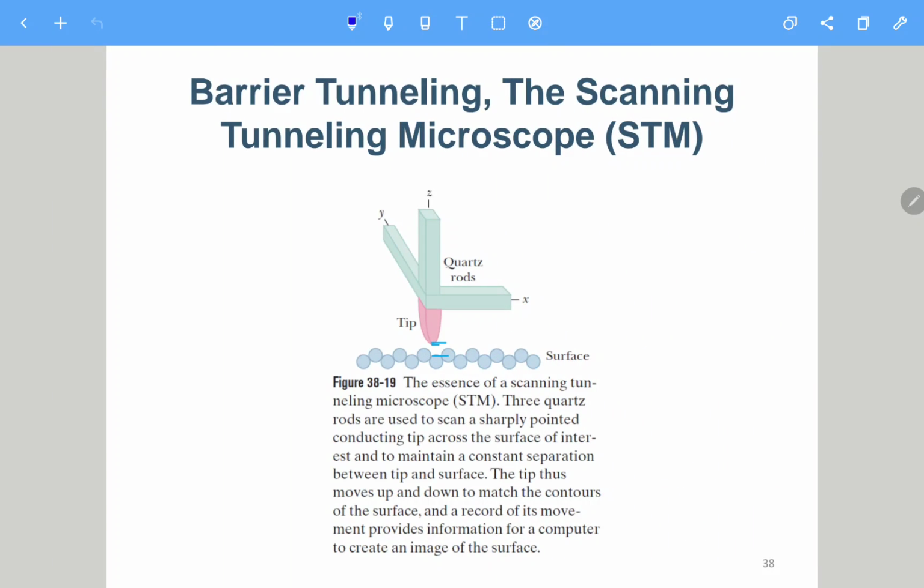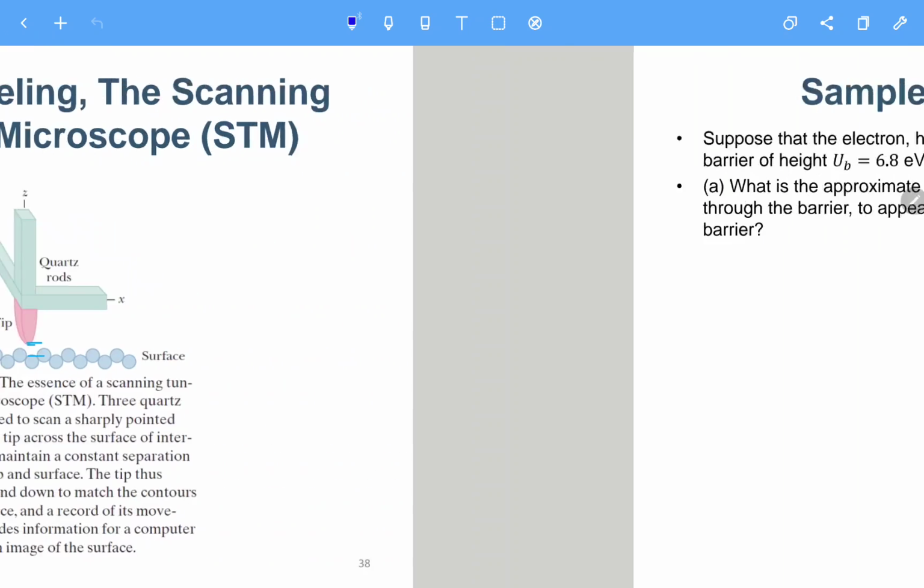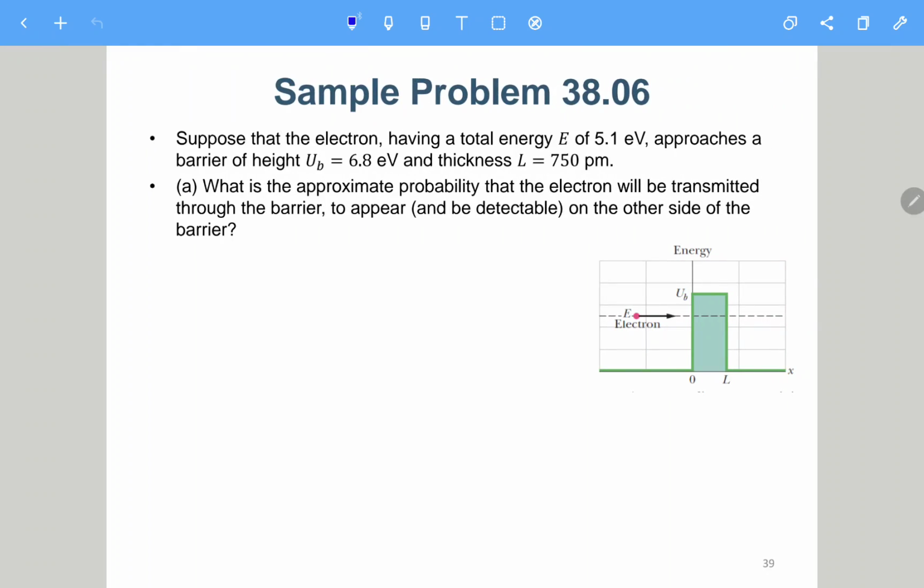Then you can use this phenomenon to reconstruct the image of the pattern. Yeah, that's okay. So let's see a sample problem here to finish off this chapter.